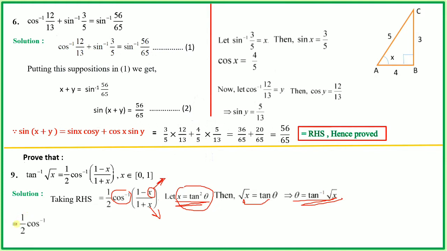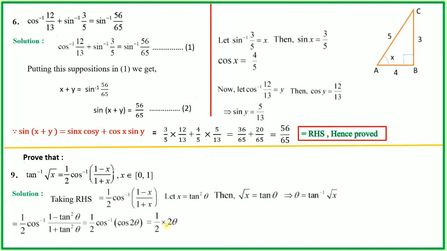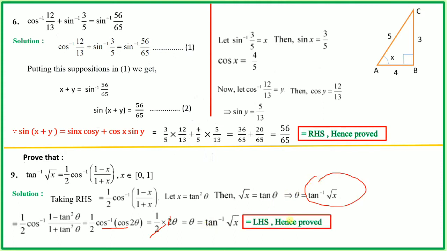So let us go for the question. Half cos inverse of (1 minus x upon 1 plus x), now x is tan square theta, so we substitute tan square theta here: half cos inverse of (1 minus tan square theta upon 1 plus tan square theta) is equal to half cos inverse cos 2 theta. This formula is for cos 2 theta. Now cos and cos inverse are removed, and this 2 and this 2 will also be removed. You understood now? Now half into 2 theta is nothing but theta. And what was theta? Tan inverse root x, which is equal to the left hand side, hence proved.